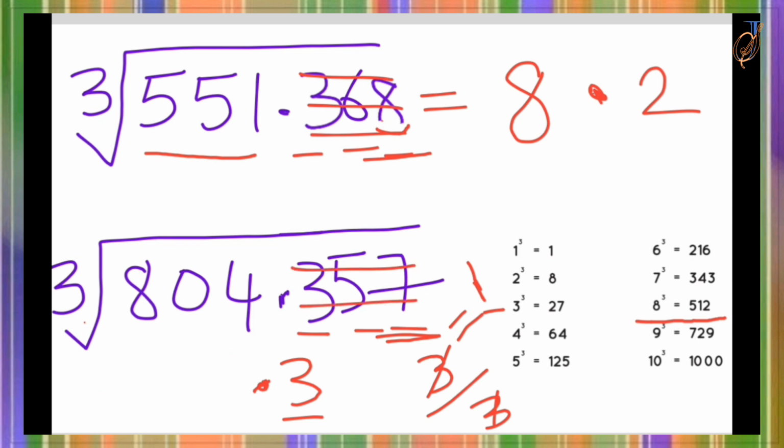Now you are left with the number 804. Find the closest cube number which is less than 804. Less than 804 is 729, which is 9 cube. So your tens digit will be 9. So like this you can find easily. Cube root of 804.357, the result is 9.3.